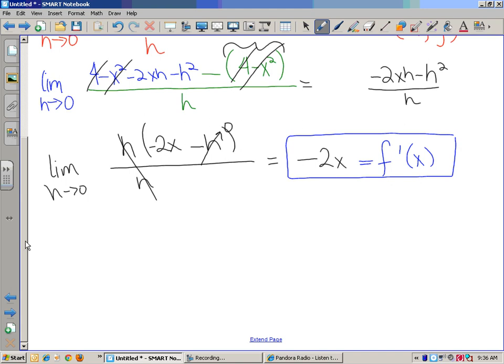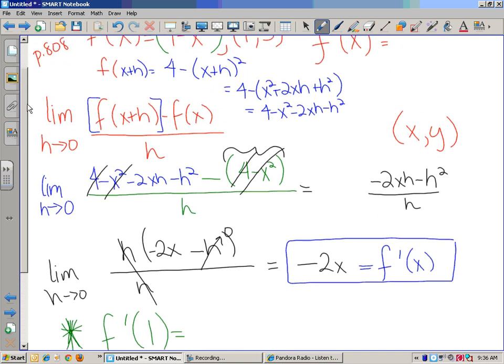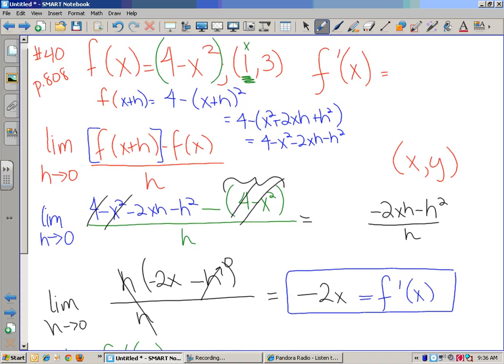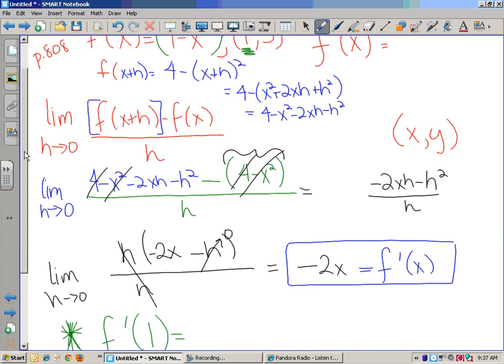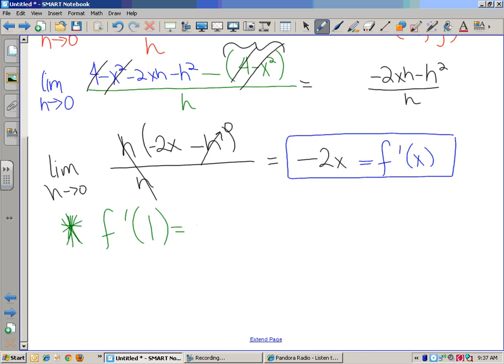For stage 2, I need to find out what f prime at 1 is. And why am I plugging in 1? Because if I scroll up here and show you, they told me x comma y. So they're telling me x has to be 1. So I want to know what the slope of the tangent line is at 1. So negative 2 times 1 is equal to negative 2. Okay, stage 2 complete. Well, let me just remind you, this is just slope of the tangent line.